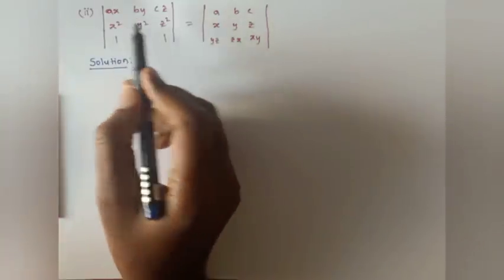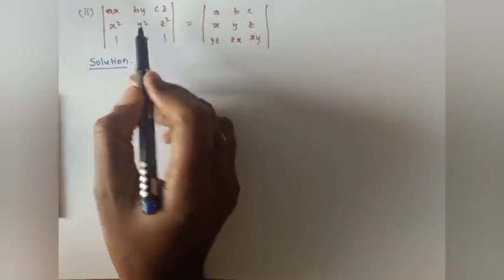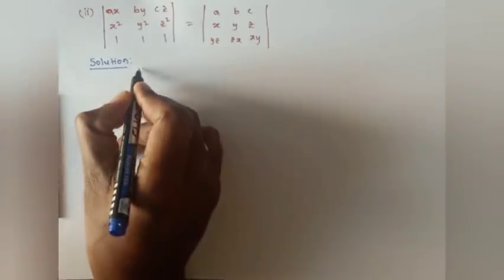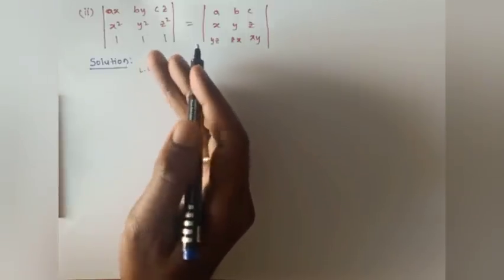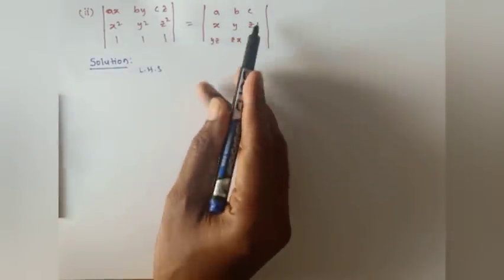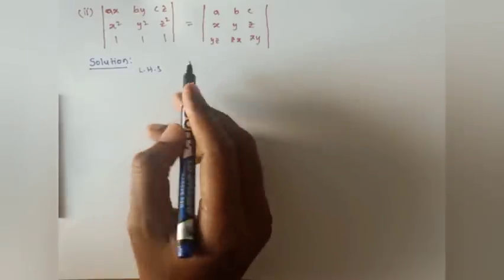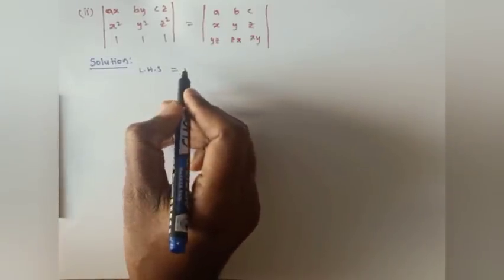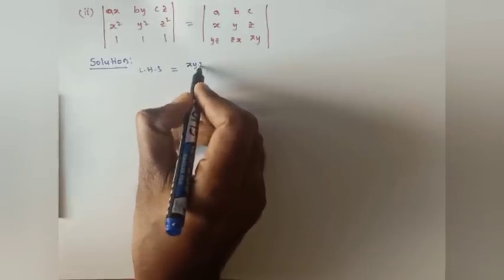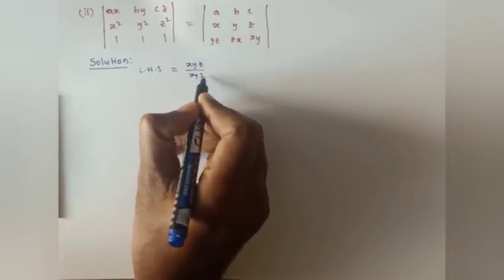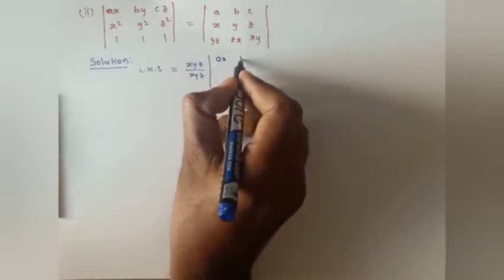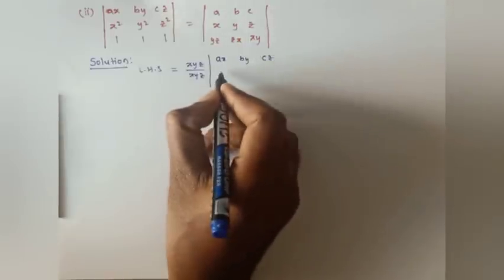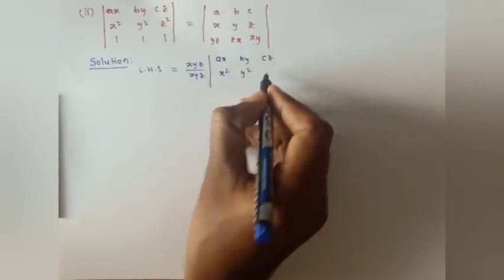So the same concept, another problem. Without expanding the determinant, you need to show this is equal to this one. Let us consider the left hand side of the given problem. If we apply any row operation or column operation, we may not get it like this. So here multiply and divide with x, y, z. Multiplying and dividing with x, y, z for the left hand side of the given problem, that is ax, by, cz, x square, y square, z square.